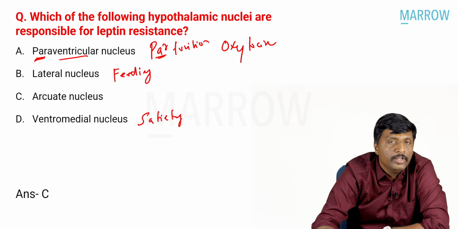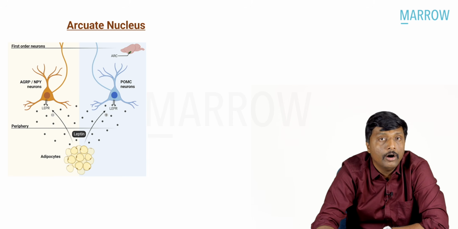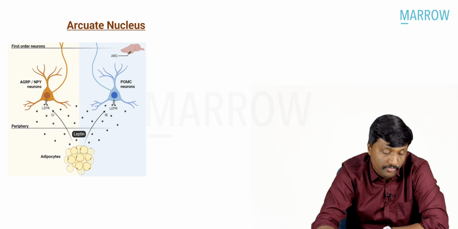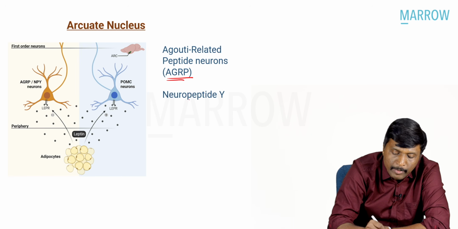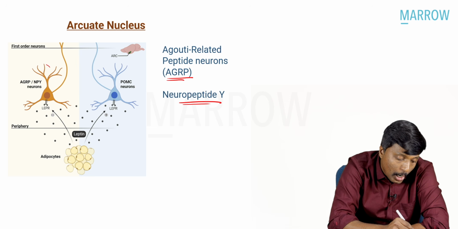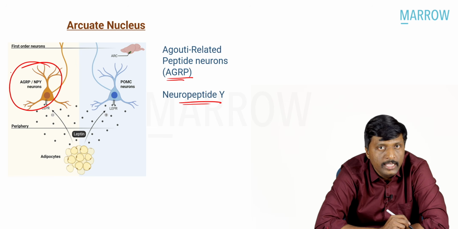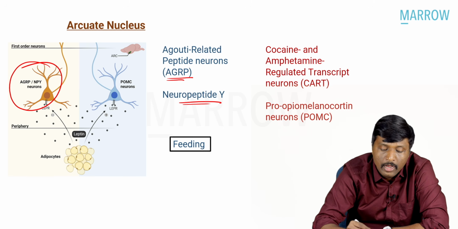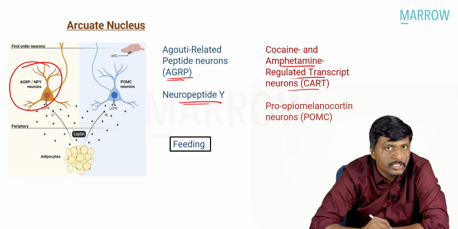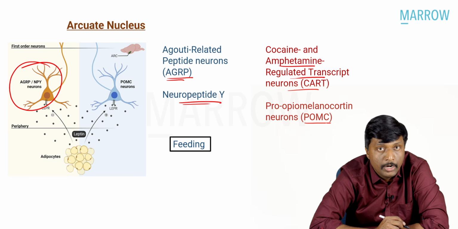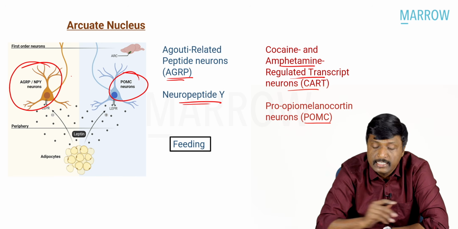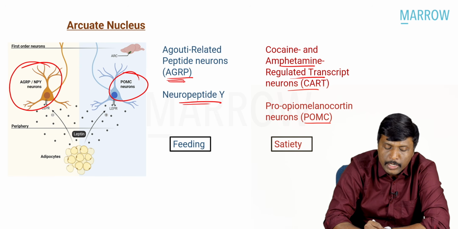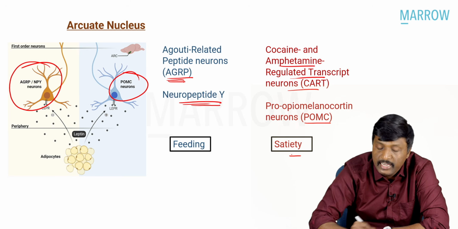You need to be very strong in your concepts also. Look here, arcuate nucleus, it basically has two important groups of neurons. The first group, agouti related peptide, neuropeptide Y. Remember, agouti related peptide, neuropeptide Y, they are concerned with feeding. The second group of neurons, cocaine amphetamine regulated transcript, that is CART, and POMC, pro-opiomelanocortin. See this POMC, it is concerned with satiety. So, which one is for feeding? AGRP, neuropeptide Y.